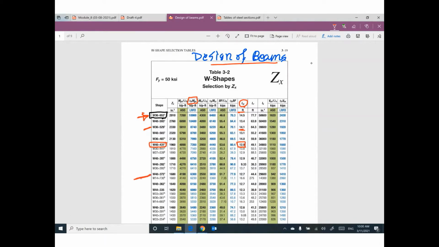For example, W40 times 372. Your design bending moment is this value, 6,300 kip-foot. That makes sense? So we have a column here, phi Mn, directly, without any calculations.